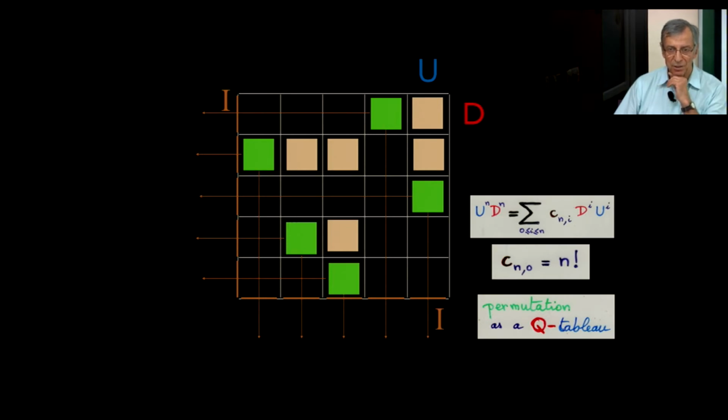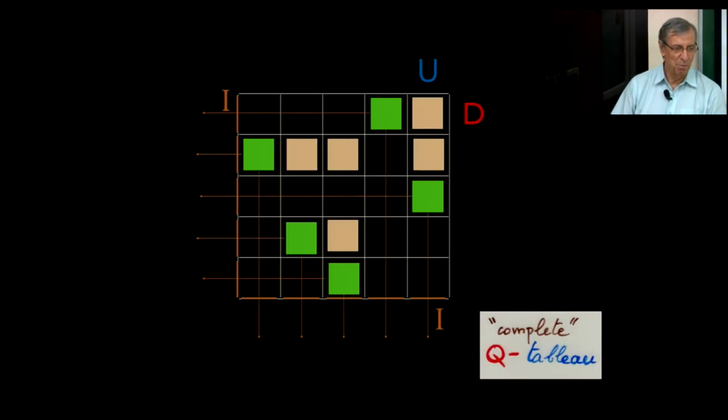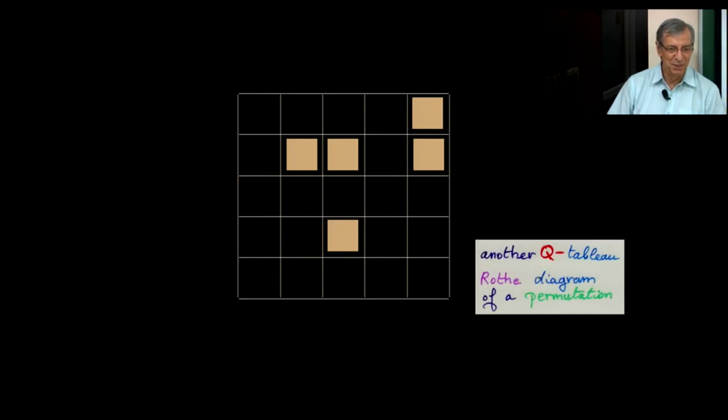And why is the constant term n factorial? The constant term is when you finish with identity everywhere here. And in fact, I don't need all these 5 labels. I just need this, and I can remember all the rewriting. I can reconstruct the complete Q-tableau from this. And this is a permutation, because there is only one green square in each row and each column. So this gives you a proof that n factorial is the constant term. This is a complete Q-tableau. You can reconstruct the complete Q-tableau from the permutation, but then you can forget this also.